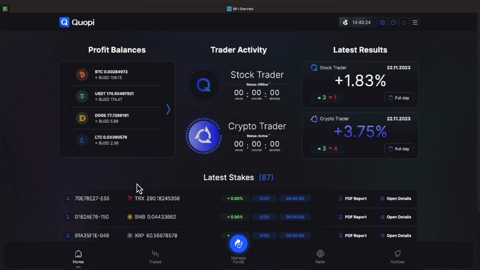Let's head over to our home screen. We have $106.15 in Bitcoin balance. We have $174.47 in USDT balance, $5.89 in Doge, $2.39 in Litecoin, $2.13 in Tron, zero in BNB, $8.37 in XRP, and $1.75 in USDT BEP20.